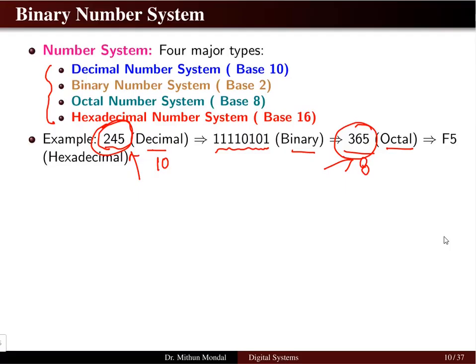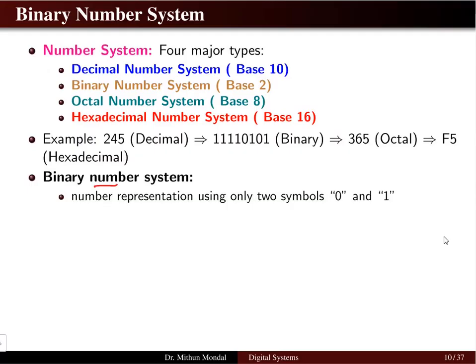And in the hexadecimal system, we can write F5. So we can say that the same number can be represented in different number systems, which are basically used for different devices. However, we will focus only on the binary number system now in this lecture.